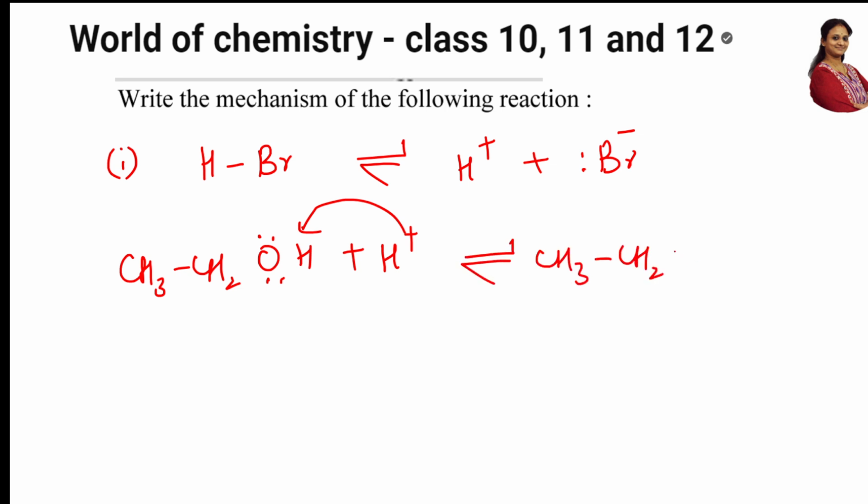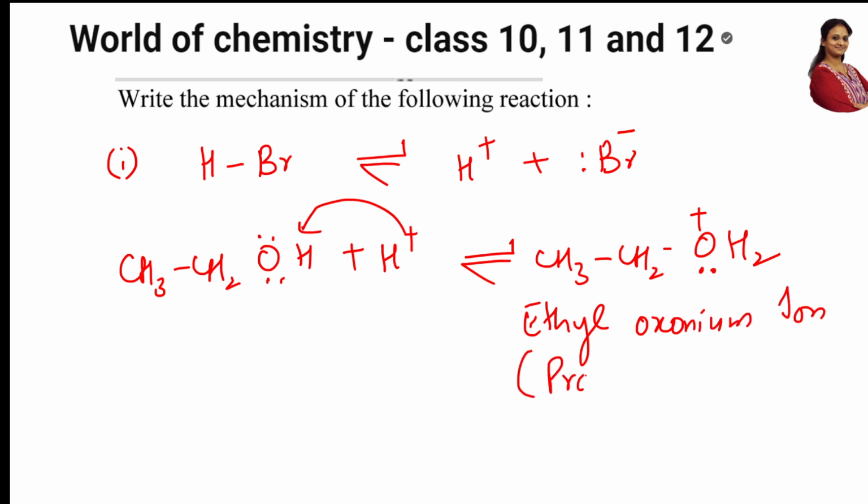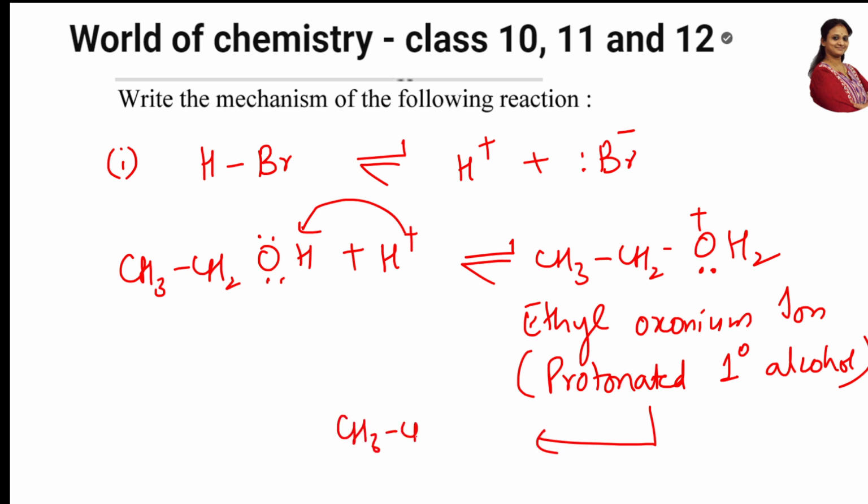What is this called? This is called ethyl oxonium ion, with two carbon atoms. What is this called? This is called a protonated primary alcohol. Now, this protonated primary alcohol, when you further cleave it, will break up into ethyl cation plus water.